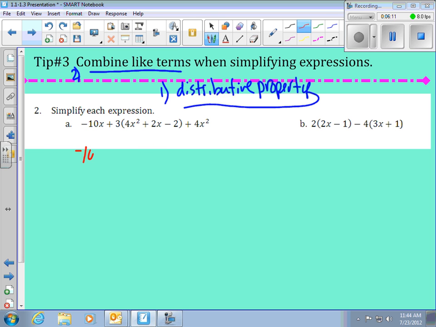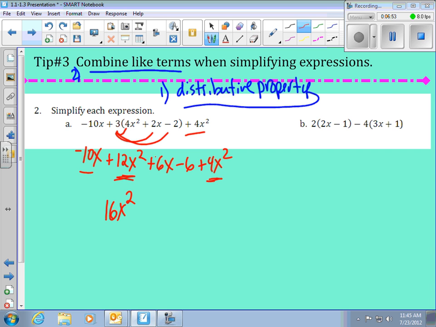So just carrying down the negative 10x, because we're not doing anything with that yet. 3 times 4 is 12, so that's plus 12x squared. 3 times the 2x is 6x, so it's plus 6x. And then 3 times negative 2 is negative 6. Bringing down this plus 4x squared, we didn't do anything with that. We have x squared terms and x terms. We can't add those two together. But I can add the 12x squared to the 4x squared because they're both to the same power. 12 plus 4 is 16, so that's 16x squared.